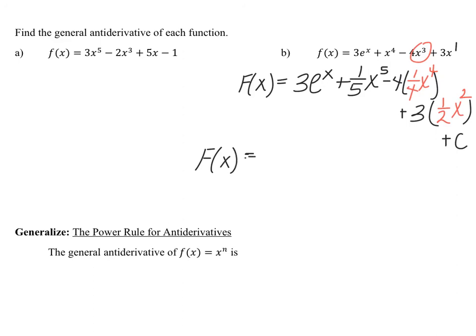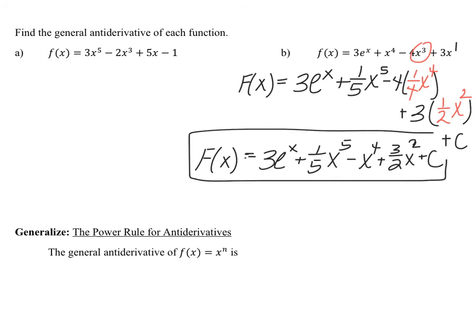So let's go ahead and simplify. We're going to end up here with 3e to the x power plus 1/5 x to the 5th power, -4 times 1/4 will just be a -1, so a negative x to the 4th, plus a 3/2 x squared, plus a constant. So this is my general antiderivative, which of course, since it's only our second one, we want to check this. Once again, the check can really be happening in your head as you move forward, but it's important to find the derivative to be sure we get the original function here.